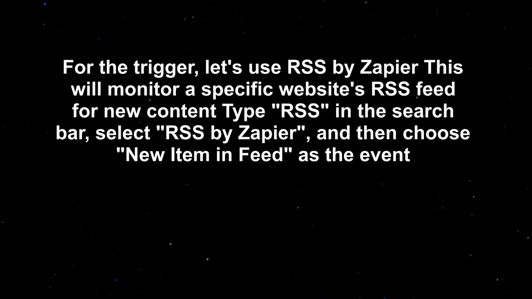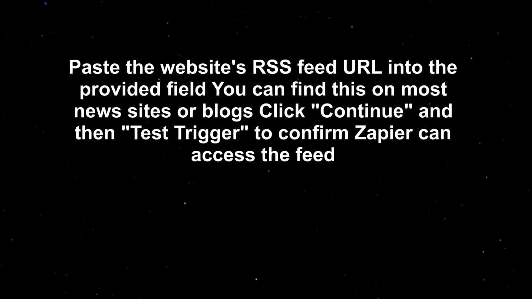Type RSS in the search bar. Select RSS by Zapier, and then choose New Item in Feed as the event. Paste the website's RSS feed URL into the provided field. You can find this on most news sites or blogs. Click Continue and then Test Trigger to confirm Zapier can access the feed.